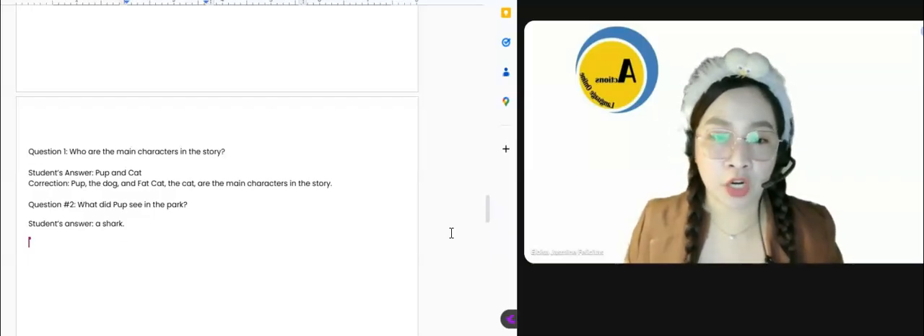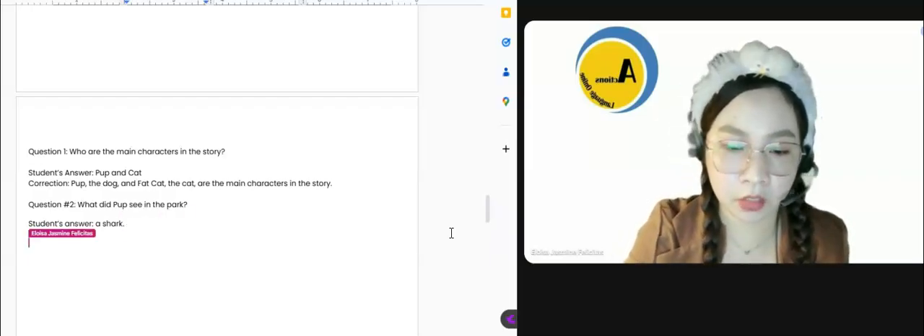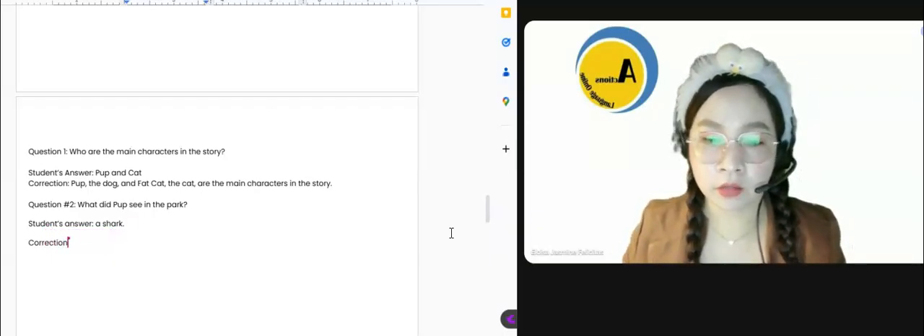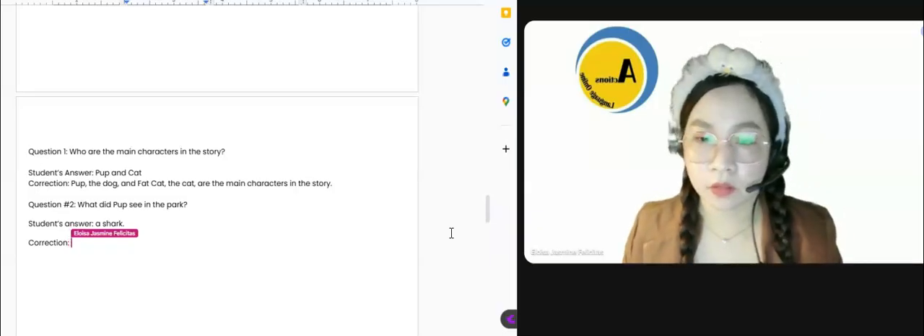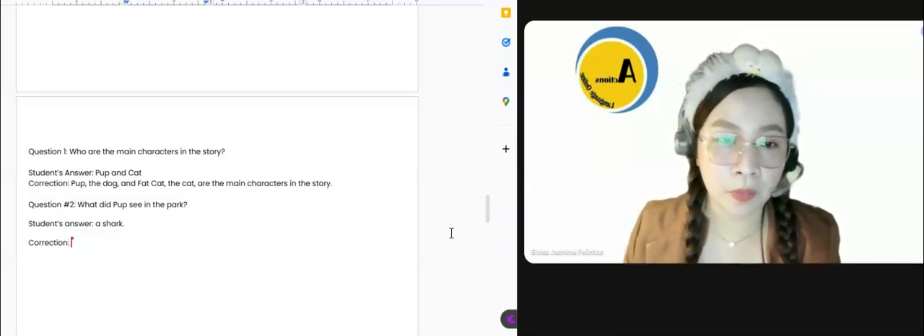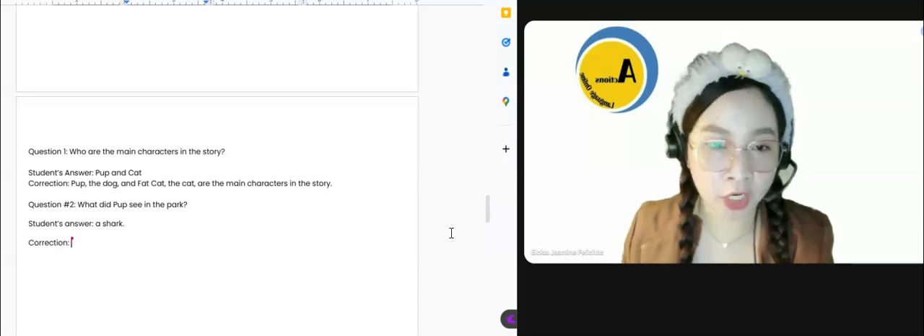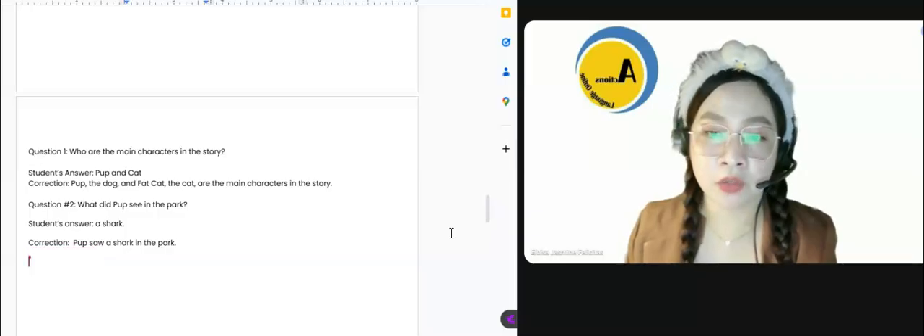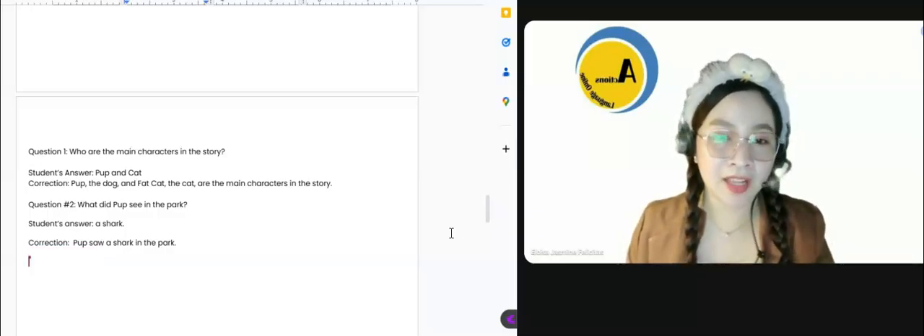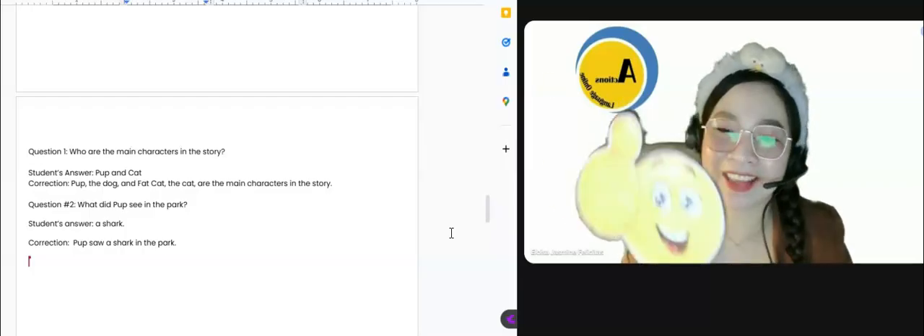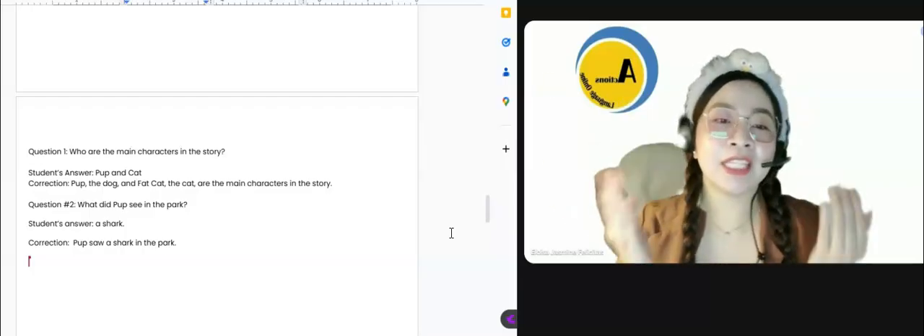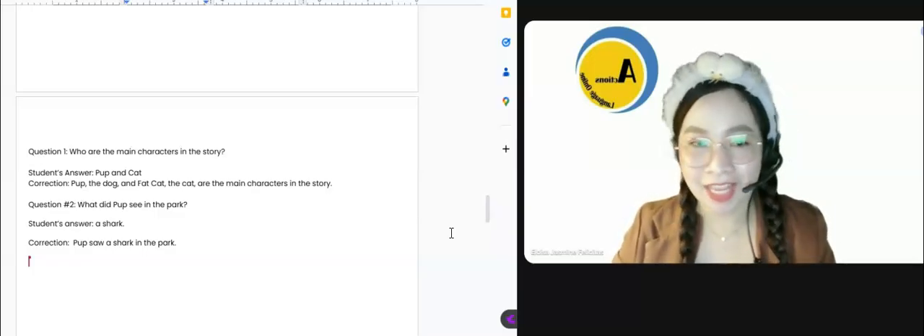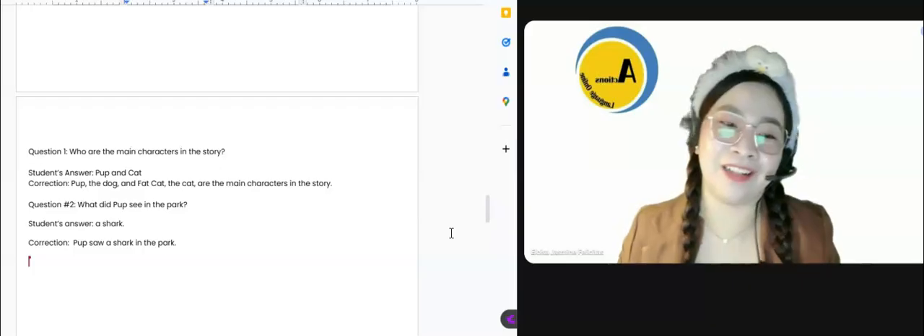Pop saw a shark in the park. So, let me just type it here. Okay, hold on. Again, Pop saw a shark in the park. Okay. So, Jenny, can you please read the corrected sentence here? Okay, very good. So, you can see, Jenny, it is better to answer a question in a complete sentence, okay? Don't forget that, okay? All right.